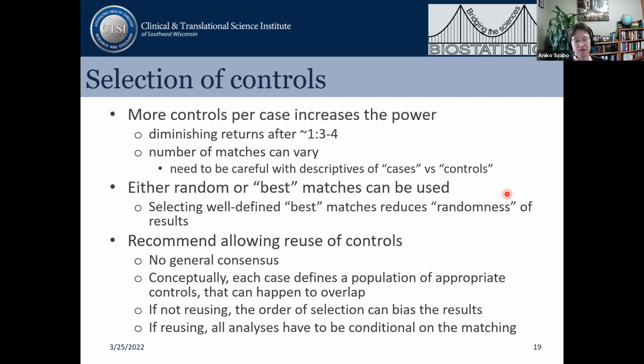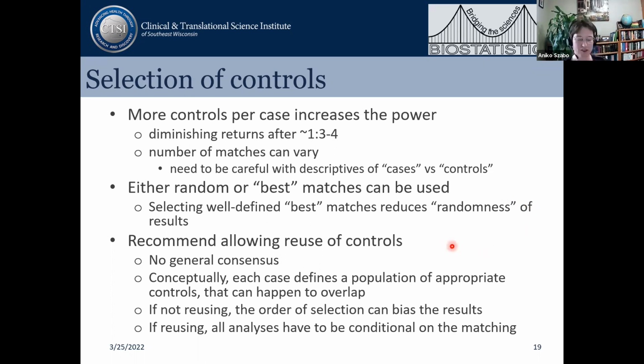In some contexts, if you really have to go out and recruit controls and are not looking at existing data, often it's convenience matches, whoever you can find who matches, right? So then it's even less well-defined in terms of who it is. It's not random selection, because you don't have the luxury of listing all potential controls and randomly selecting.